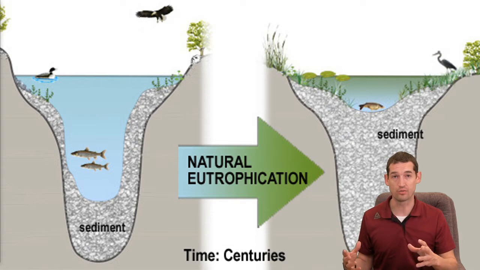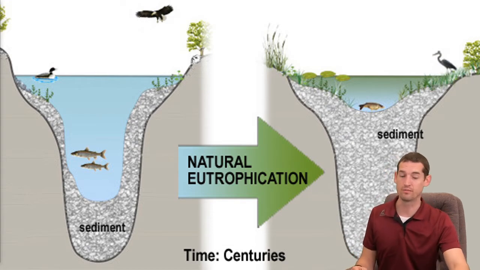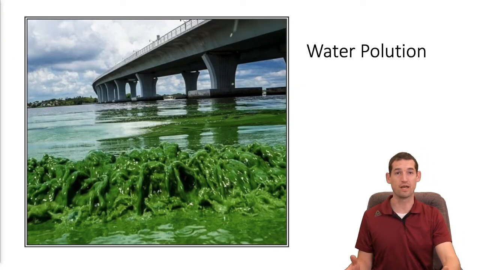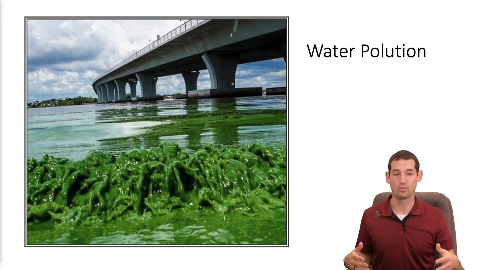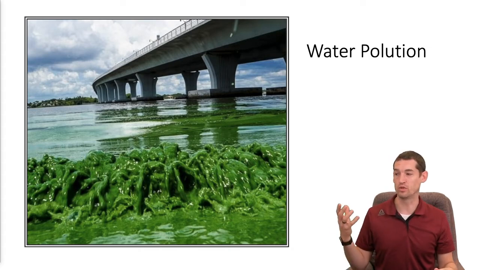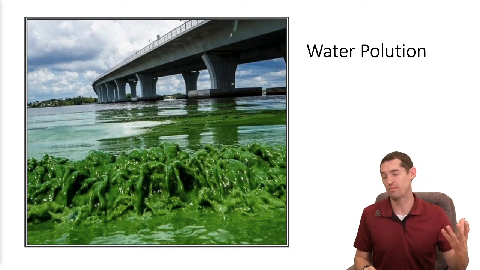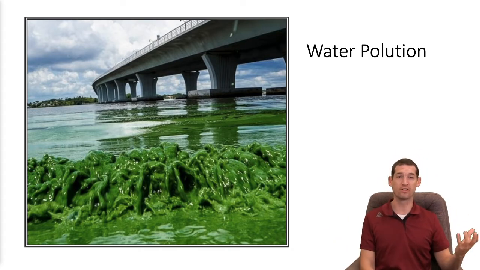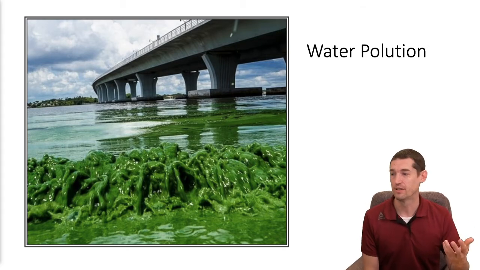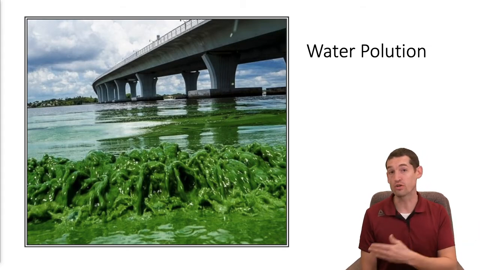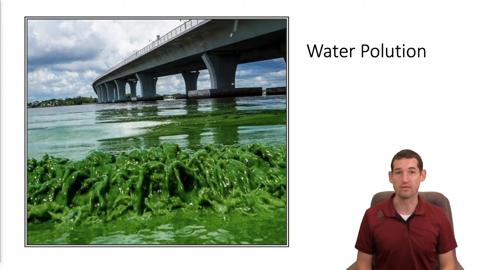Now, this is a natural process that can take a really long time, but human activities can also mess this up. So things that we do will lead to lakes like this, where maybe it wasn't an oligotrophic lake, but a fairly clear natural lake is going to become much more eutrophic because of human impacts.